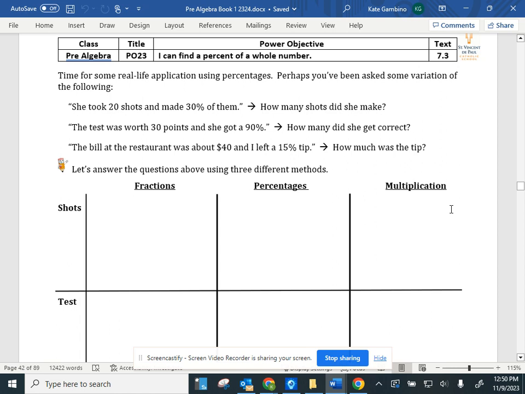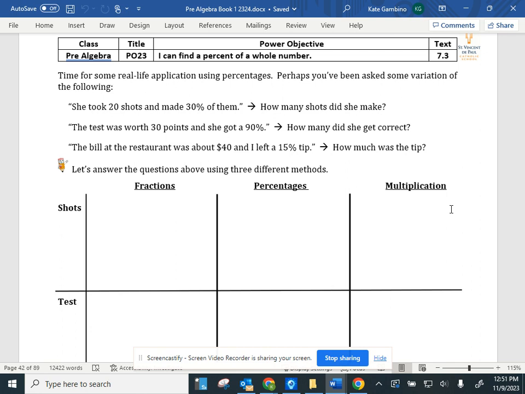Afternoon. We're continuing to work with those percentages. Today we are doing PO23. This is a power objective. It's using what we've been working on and learning, and now we're getting into the important nitty-gritty stuff based off of what we have been doing. So PO23 is I can find a percent of a whole number.